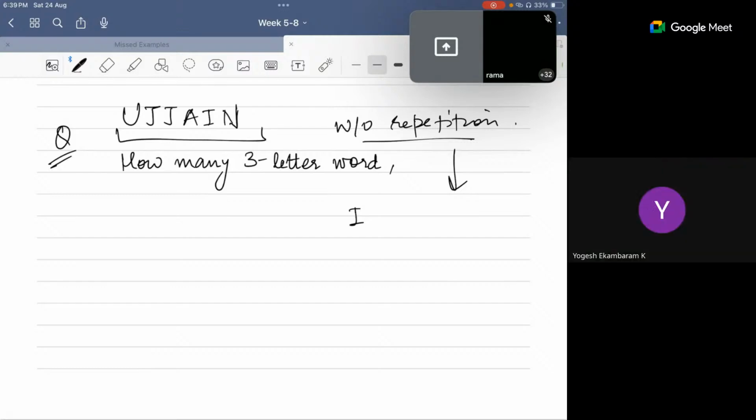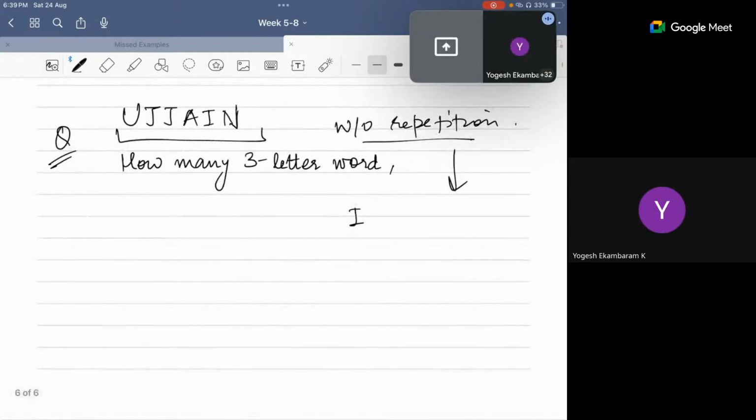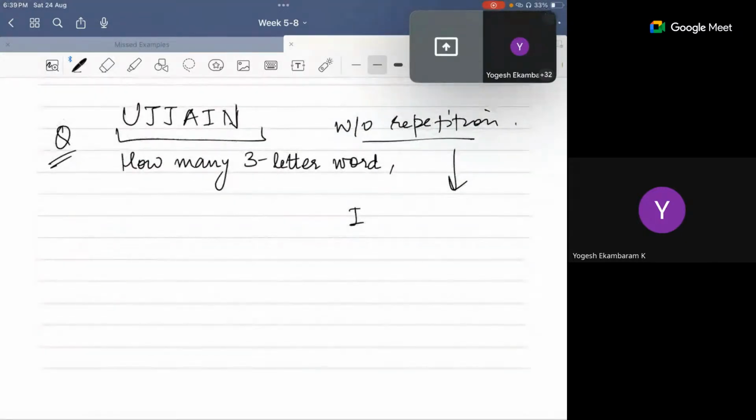Yes, so out of three places, we'll fix I, and we are left with two places. There are five letters, right? So I is already taken. So 4 factorial into 3 factorial.